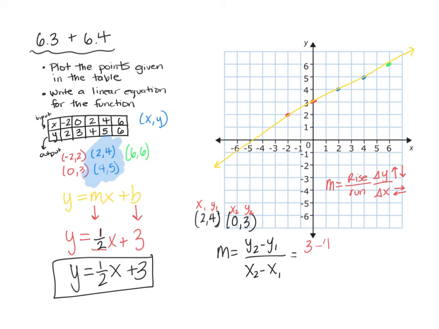So I have 3 minus 4 over 0 minus 2. All right. Now, if we do the math, that's negative 1 over negative 2. Negative 1 over negative 2, that's just 1/2. So you found the slope. The slope is 1/2. But they want an equation. So what you would do is you would say y equals 1/2 x plus 3, because 3 is where the line intersects with the y-axis. Right here.